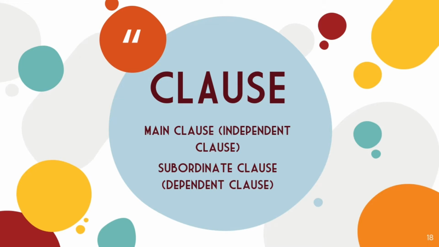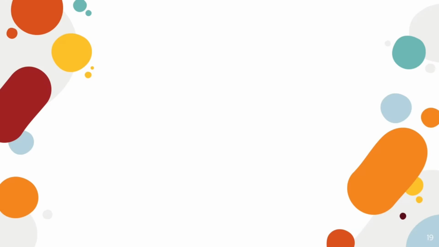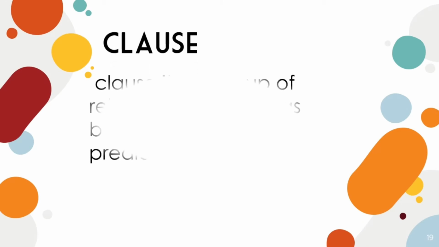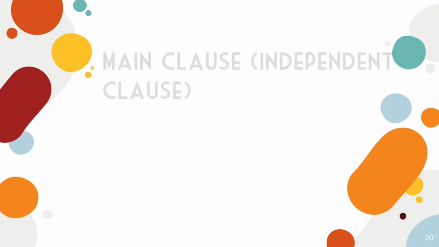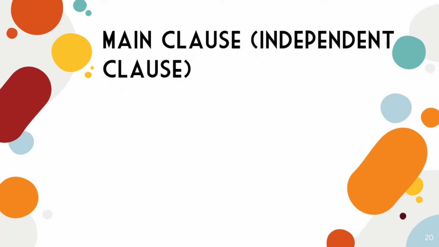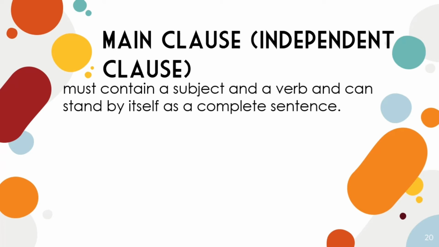We have two major types of clauses: main clause or independent clause, and subordinate clause or dependent clause. So like what I said, a clause is a group of related words that has both a subject and a predicate. Now, let's begin with the main clause, also known as the independent clause. A main clause must contain a subject and a verb and can stand by itself as a complete sentence.